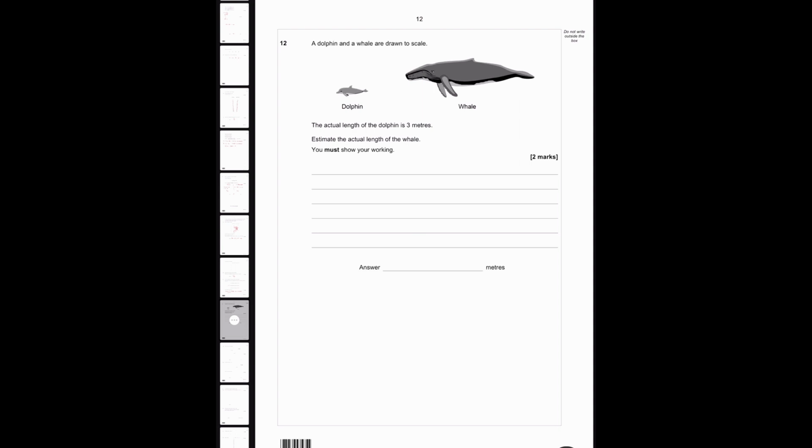In your example, take your ruler and measure the length of the dolphin. You would then measure the length of your whale and see how much bigger it is. In this case, the whale is 4 times bigger than the dolphin. So we simply do 4 times the length of the dolphin, which is 3, which gives us 12, so our answer is 12 meters.